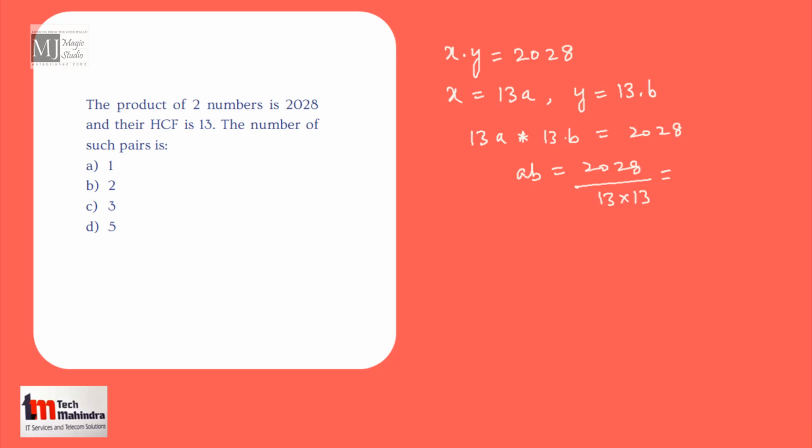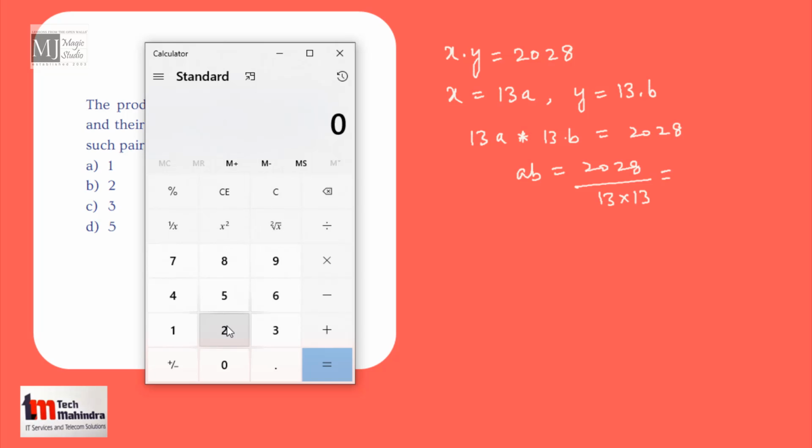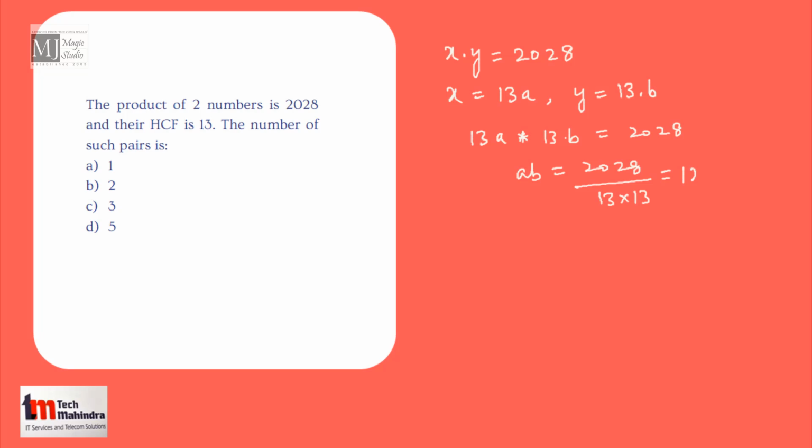12? Okay, not sure. Let me clear this up. So 2028 divided by 169 will give us what? 12? Yes. Now, we know that a and b are co-prime. If not, then the HCF won't be 13. So, what can be the values of a and b such that both are co-prime and the product is 12? We can have 1, 12. We can have 2, 6. We can have 3, 4. Or 4, 3, 6, 2 and 12, 1.